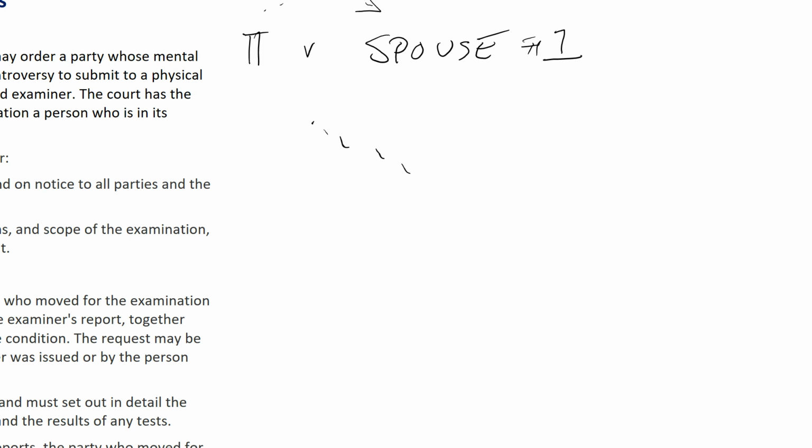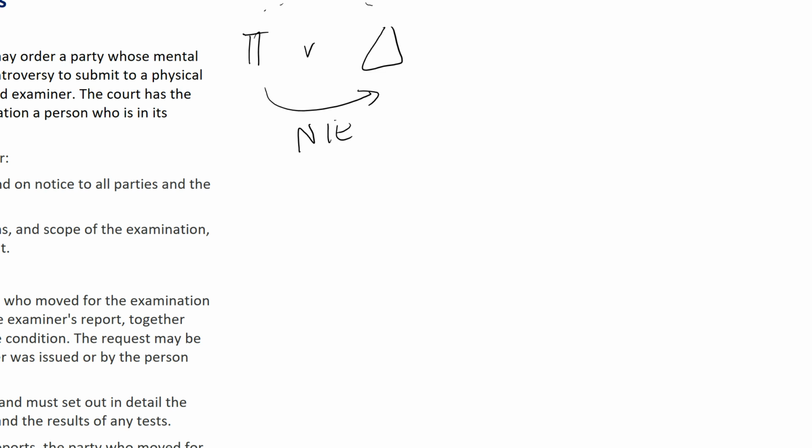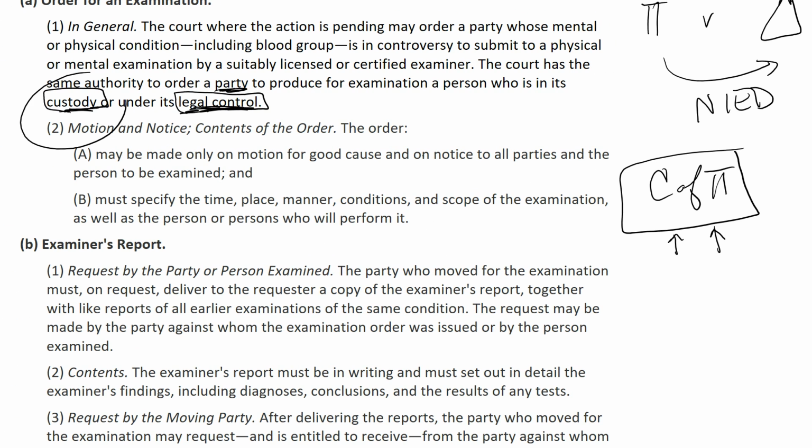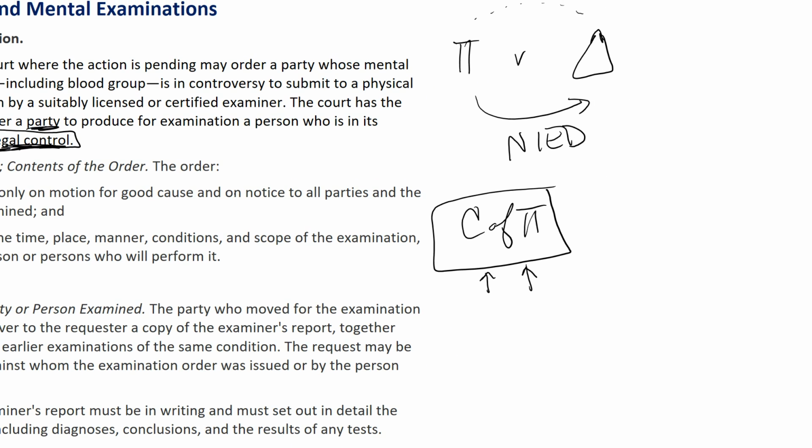All right, now, say plaintiff versus defendant for a car accident, and the plaintiff is alleging, say, negligent infliction of emotional distress for an accident involving the child of P, C of P, child of plaintiff. Well, in such a case, defendant might be able to get a physical or mental exam of the child, because now the child is somebody who is in the custody or the legal control of the plaintiff here. Okay, so the words do matter here.